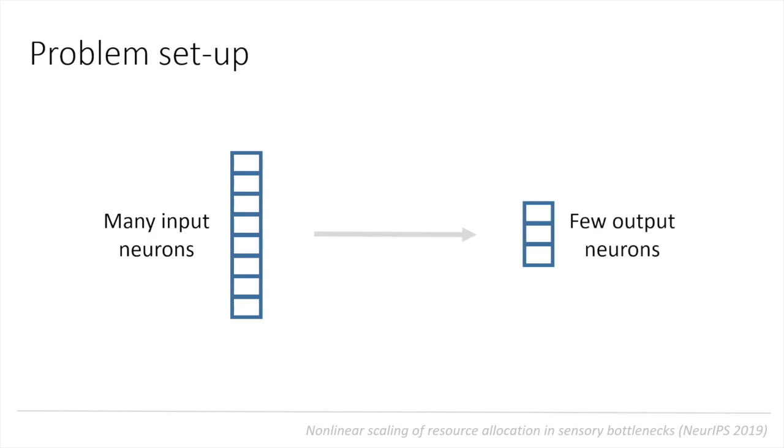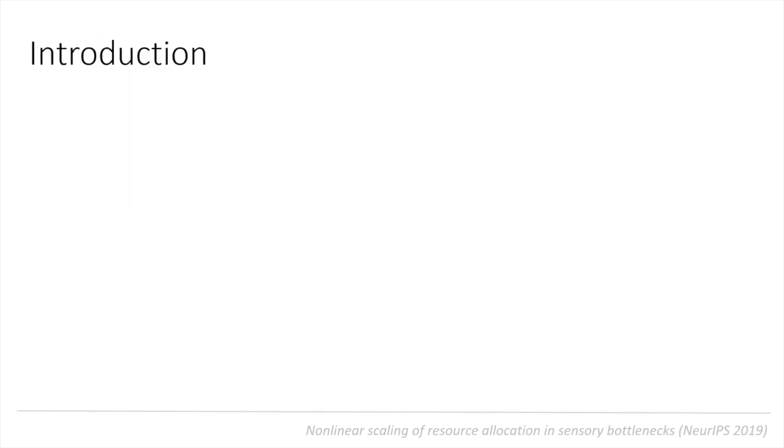of output neurons is vastly smaller than the number of input neurons. This implies that some information will be lost in the bottleneck. Furthermore, receptors are often not distributed uniformly across the sensory sheet, but vary in their density.